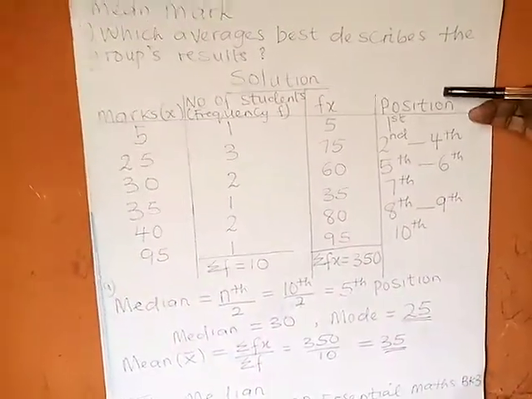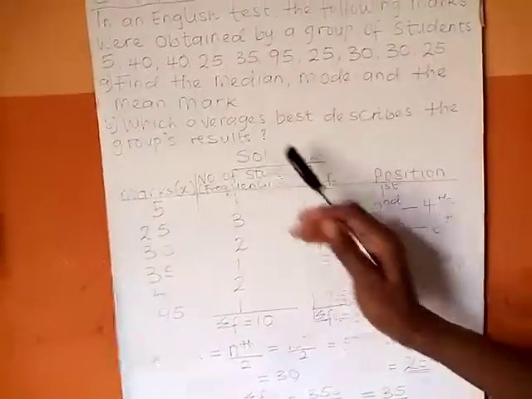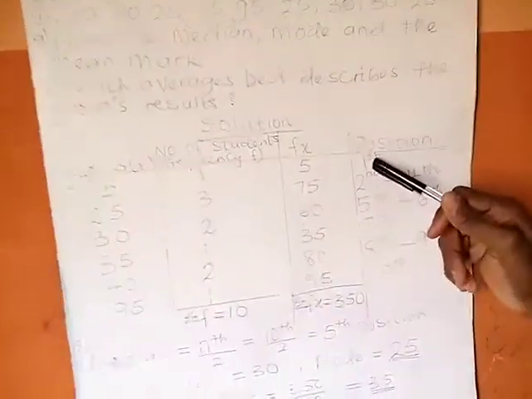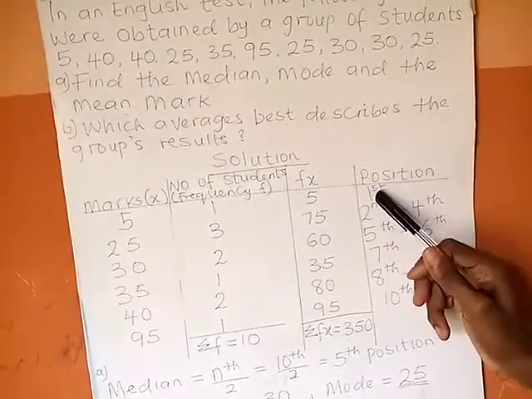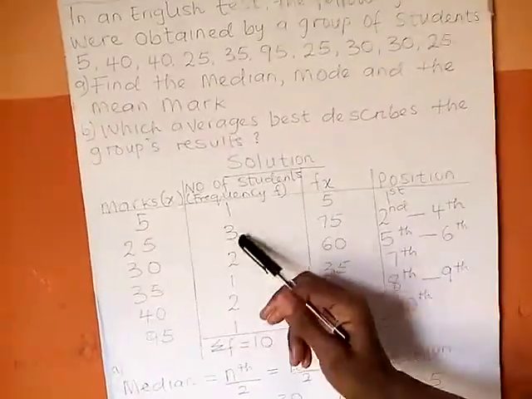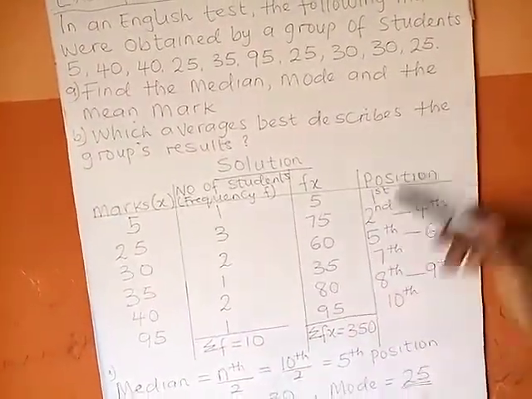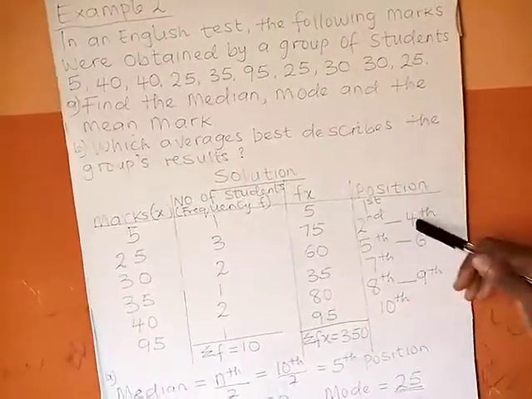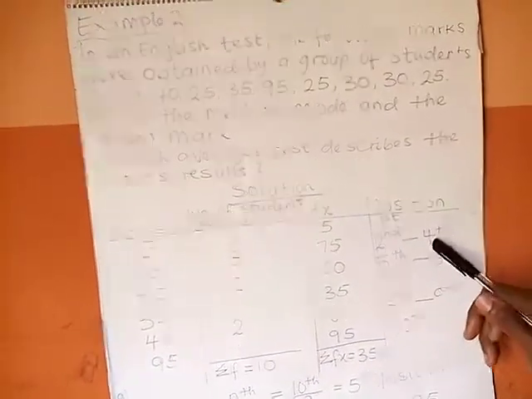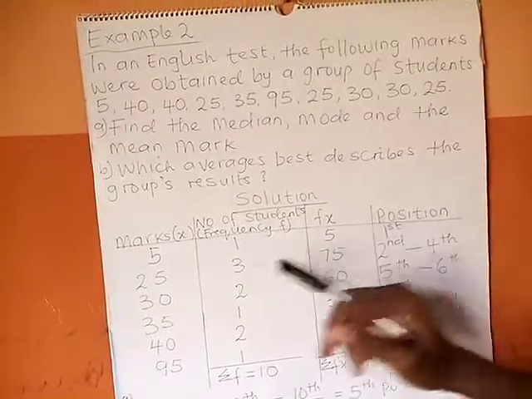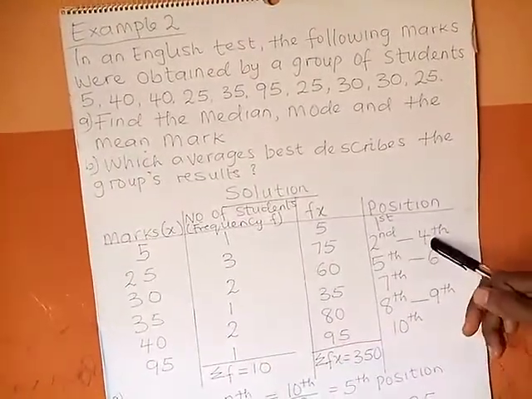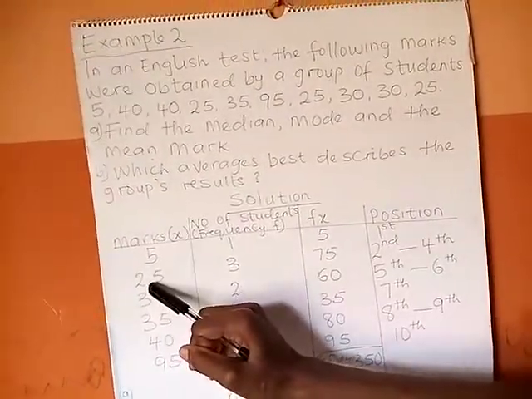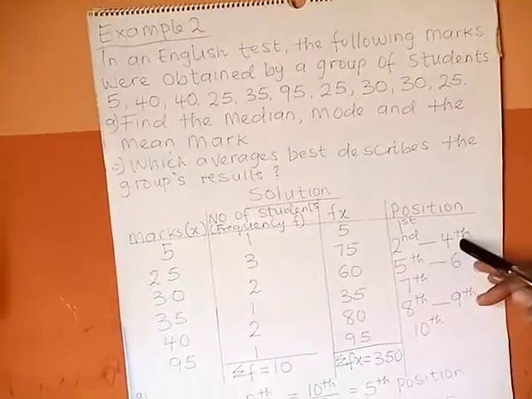Now let's move to our position. 5 is appearing one time, so it will only take the first position. Now 25 is appearing how many times? 3 times. So 25 will be taking the second position to the fourth position. How do I get the fourth position? You add 1 plus 3, which is 4. So it means 25 marks will be taking second to fourth position.